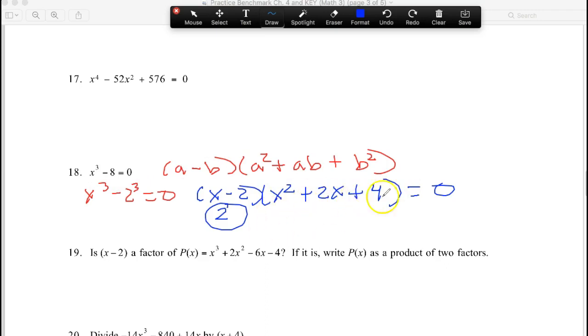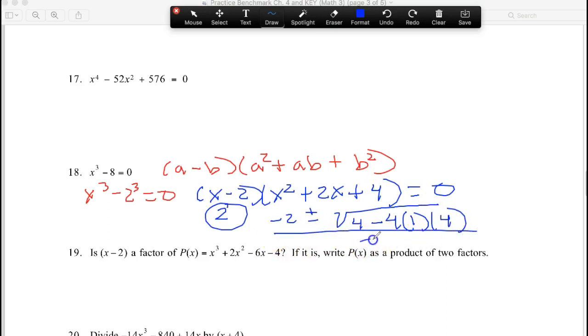I can go ahead and try and factor this, but there are no factors of 4 that add up to be 2. So what I'm going to have to do is quadratic formula. So let's do that. Negative b, so negative 2, plus or minus the square root of b squared. b squared will be 2 squared, which is 4. Minus 4 times a times c. Minus 4 times a, my a value here is 1. My c value here is 4. All over 2a. All over 2 times my a value here is 1.